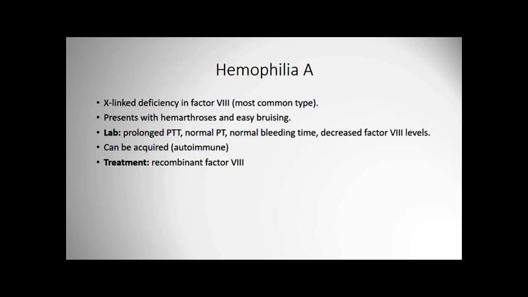Hemophilia. There are two types. These are a result of deficiency of some clotting factors. They are X-linked, so they are going to be present in males. X-linked deficiency in factor 8, which is the most common type, will lead to hemophilia A. This will present with hemarthrosis.